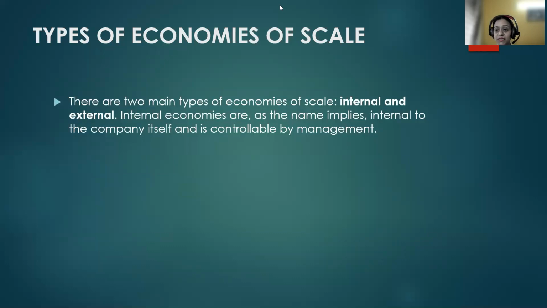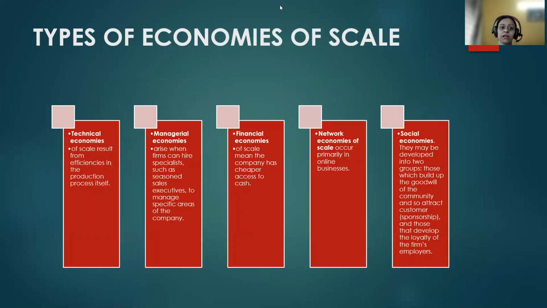Types of economies of scale. There are two types of economies of scale: internal economies of scale and external economies of scale. Internal economies of scale are those which are internal to a firm or internal to an organization. Here you can see the types of internal economies of scale. So you have technical economies of scale.